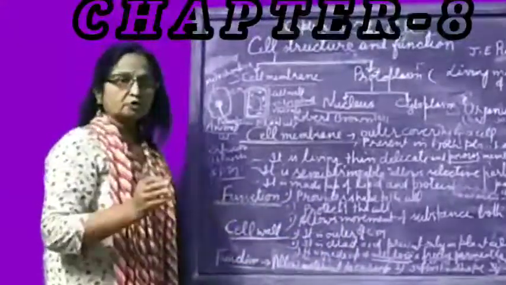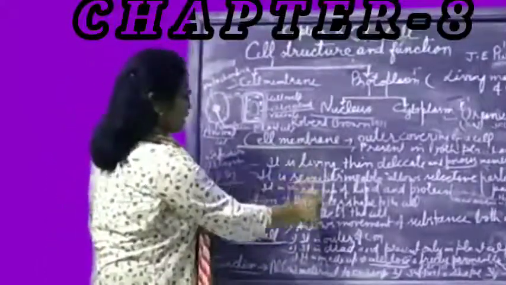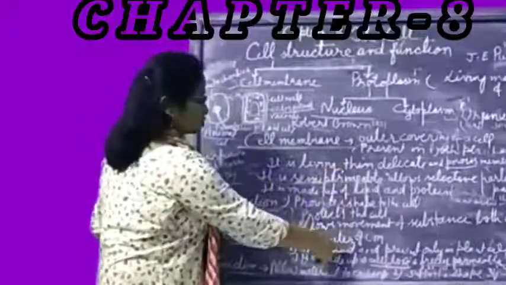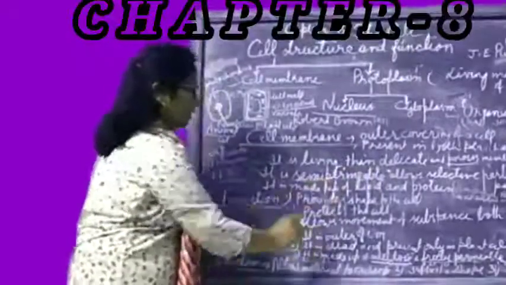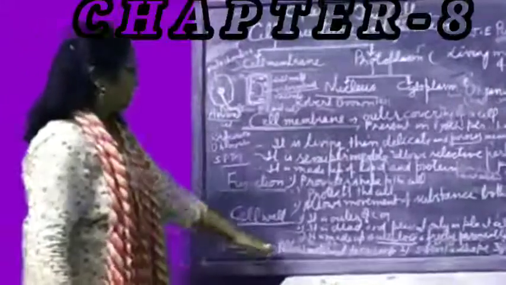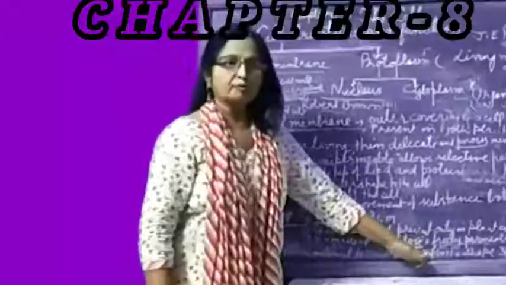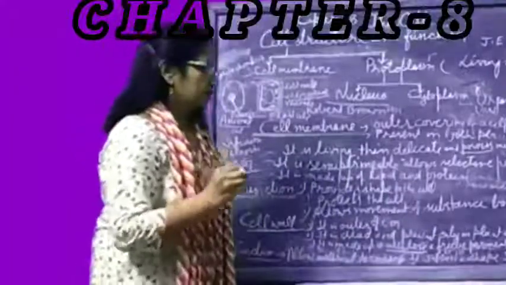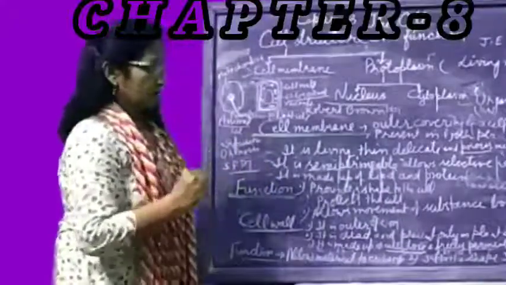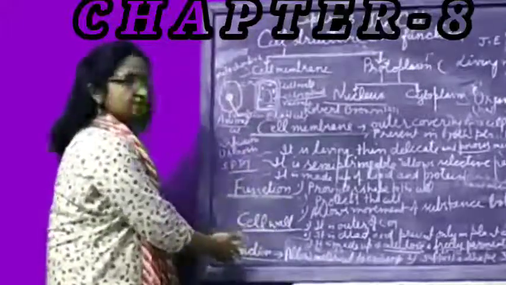If I give any question related to difference: the cell wall is rigid, dead, thick and freely permeable, whereas the membrane is living, thin and semi-permeable. And its function: it allows material to exchange, and it provides support, shape and strength to the cell, meaning structural strength will be given by the cell wall.